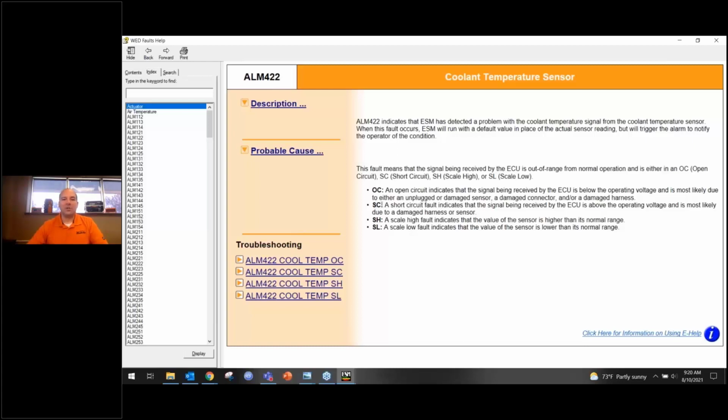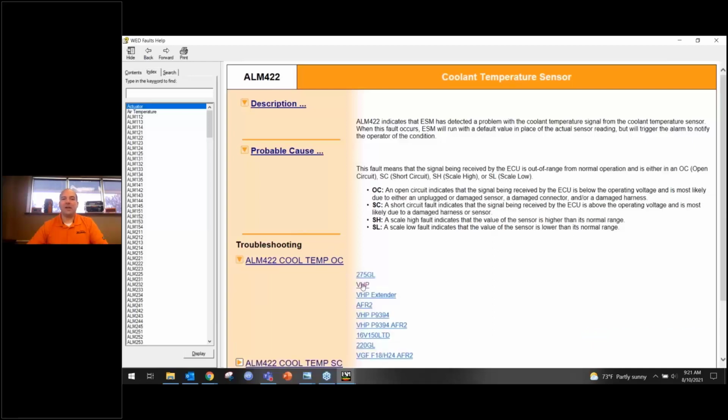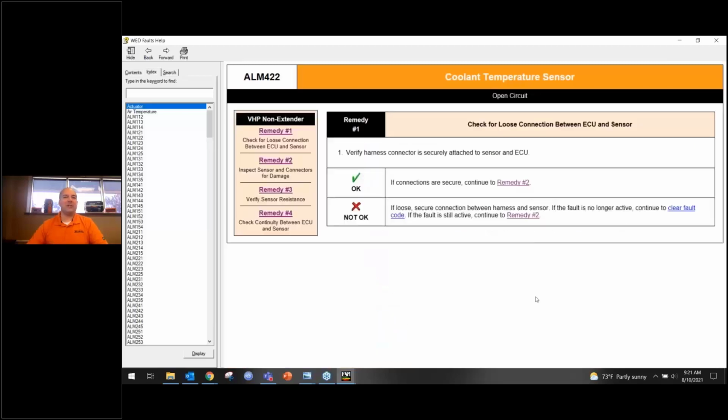Well, we know it's not a short circuit, and we know it's not an open circuit, but it's beyond the range the engine is expecting. So that's a different type of fault. So we have 4 different 422 faults. I come back through, and my troubleshooting completely changes. It's the same circuit, but a different fault.